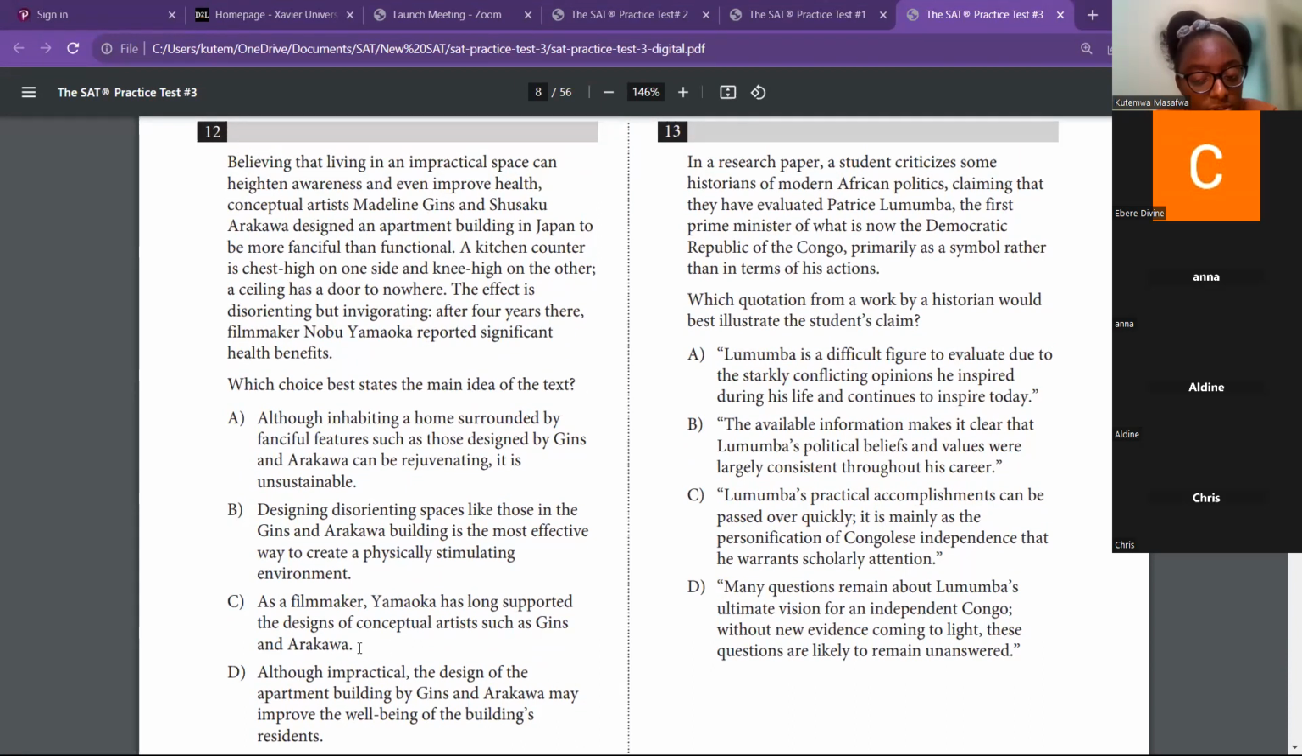Okay, so as an option C, says as a filmmaker, Yamaoka has long supported the designs of conceptual artists such as Jeans and Akawara. D, although impractical, the design of the apartment building by Jeans and Akawara may improve the well-being of the building's residents. So what do you guys think? I see a D in the chat. What do we think? Okay, a lot of Ds. Do we all agree with D?